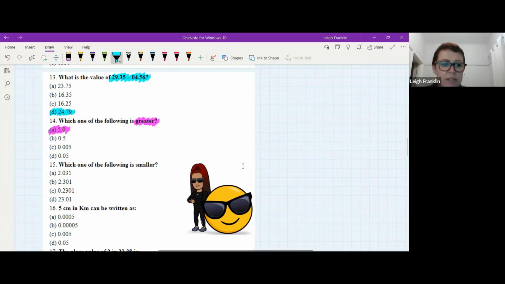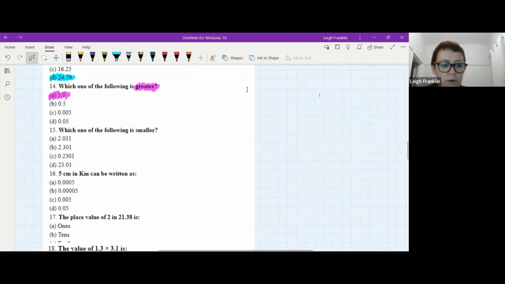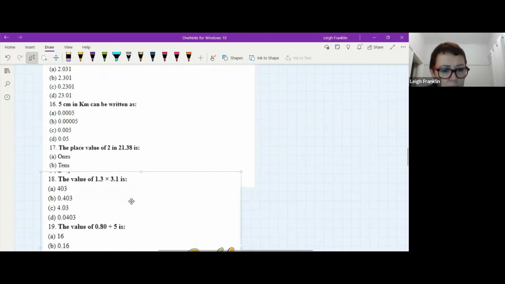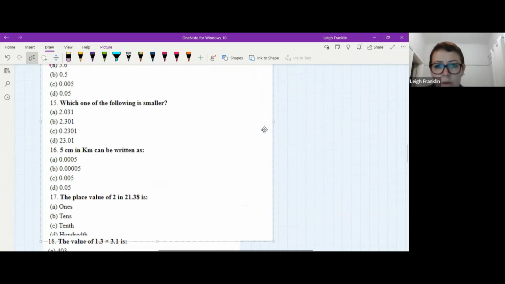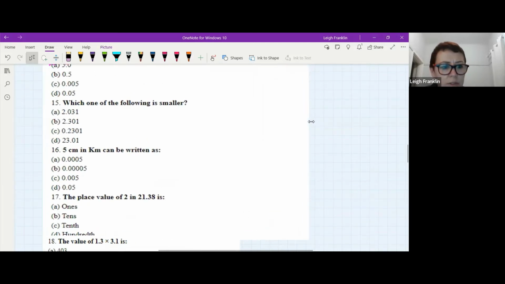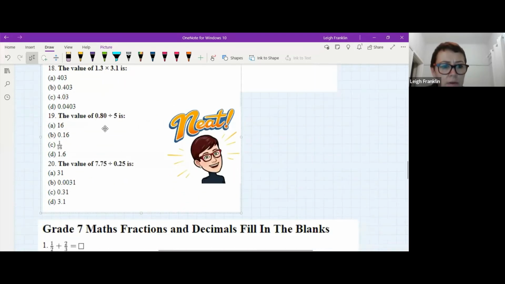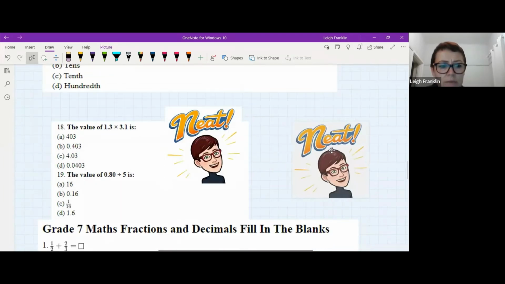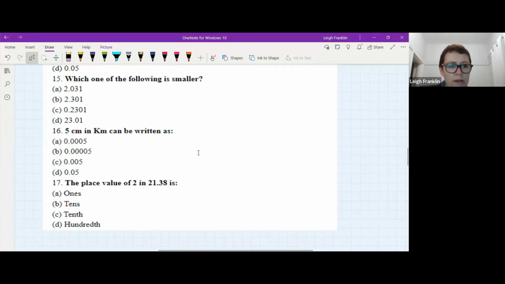Just hang on a second. I've just had a request to make this bigger. Sorry, Kat, I'm deleting you. I'll delete myself as well. Let's just move that one down. Ooh. Okay. All right. Anyway, never mind about that. There we go. I've made it a little bit bigger, so hopefully everybody can see okay.